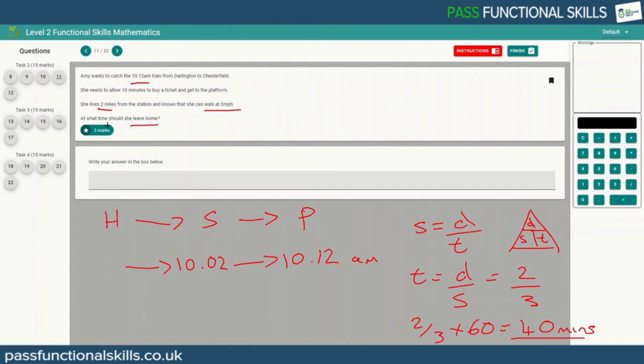So to find the time that she needs to leave in order to board the train at exactly 10 minutes past 10, we simply take 40 minutes off this time here, which works out as 9:22 AM, which is our final answer.